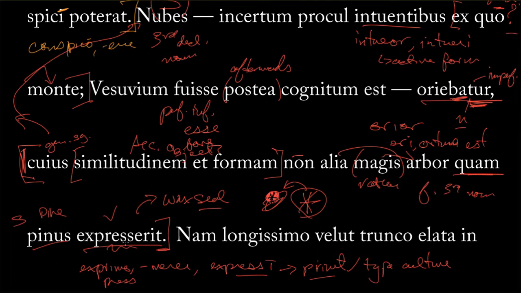So this is, well, what? Third principal part we saw, but then we're ending it with eret. So this could be one of two things. This could be future perfect active, or it could be subjunctive perfect active. So will have expressed kind of works, but might express works much better. So this is going to be our subject or subjunctive third person perfect singular.